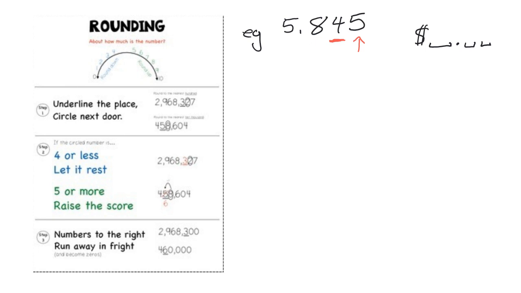Remember, our rule says right now we have $5.84, and because we have $5.84, we have to look at the 5 beside it. So the 5 beside it means we have to raise the score. So now instead of 5.84, our final answer is $5.85.